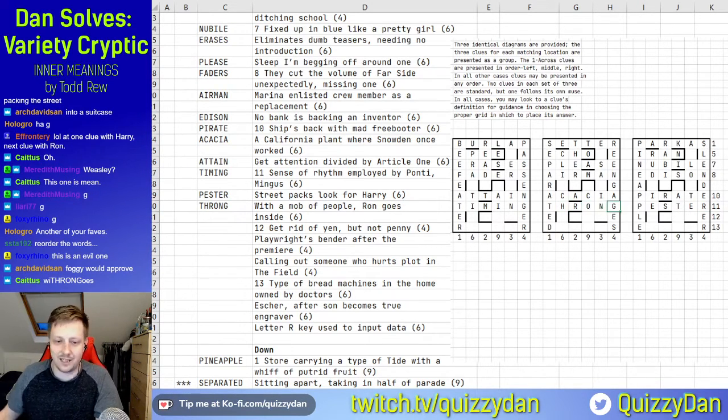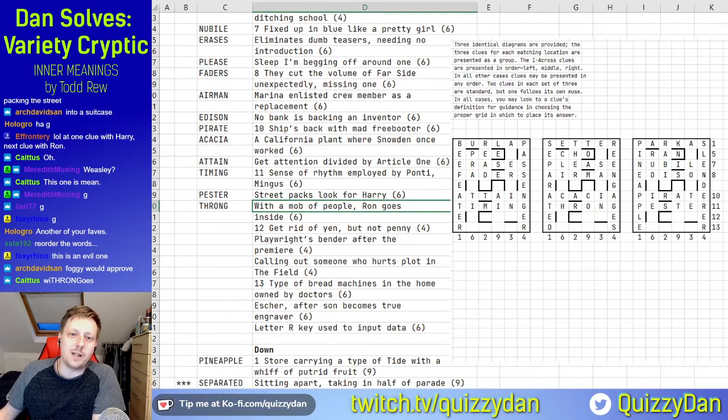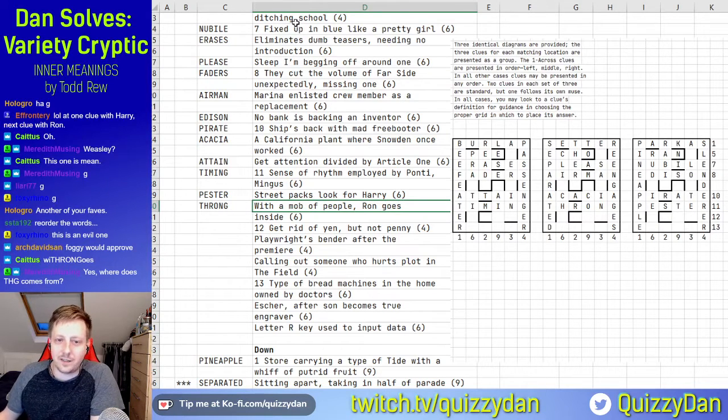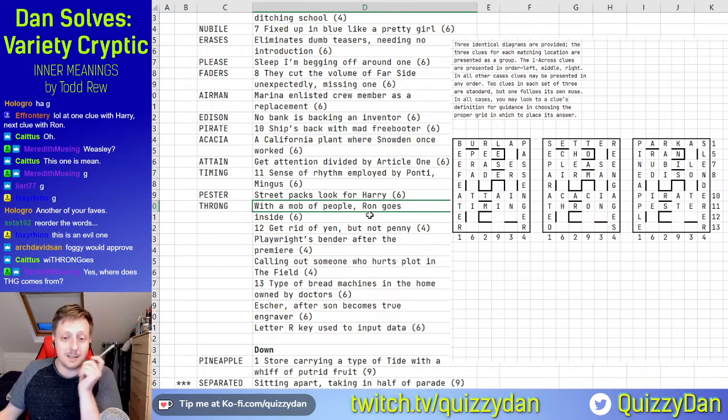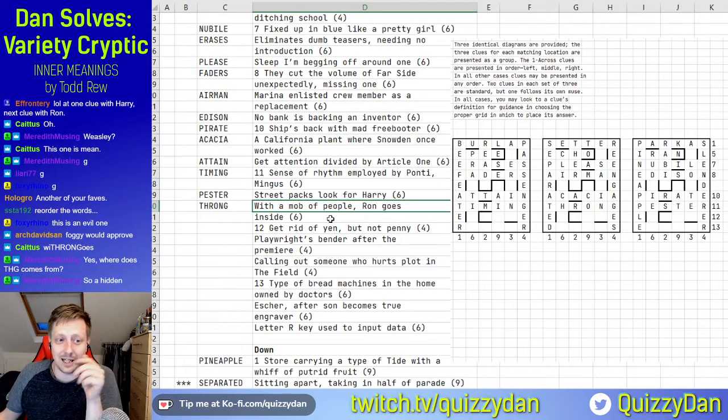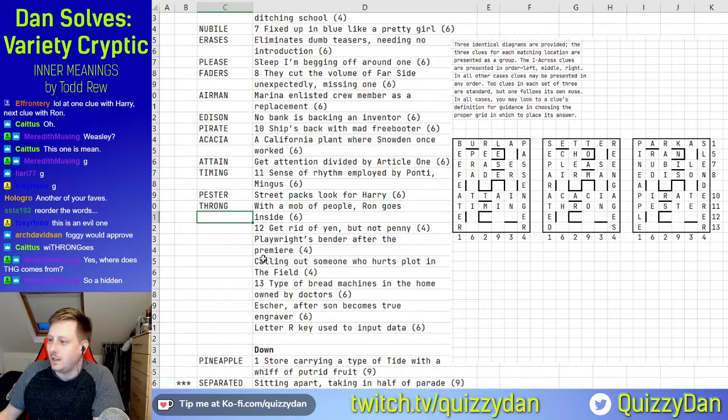That is delightfully evil. Because the definition has gone in the middle, if we ignore the definition, the wordplay part is with Ron goes inside. If you just look inside that, you get the TH there. Oh, no, you can't see it because of the word, sorry. You get the TH there, and then throng. So it's literally hidden. So it's TH wrong. It's all there. It's hidden, but the definition breaks it up. Lovely. Evil.